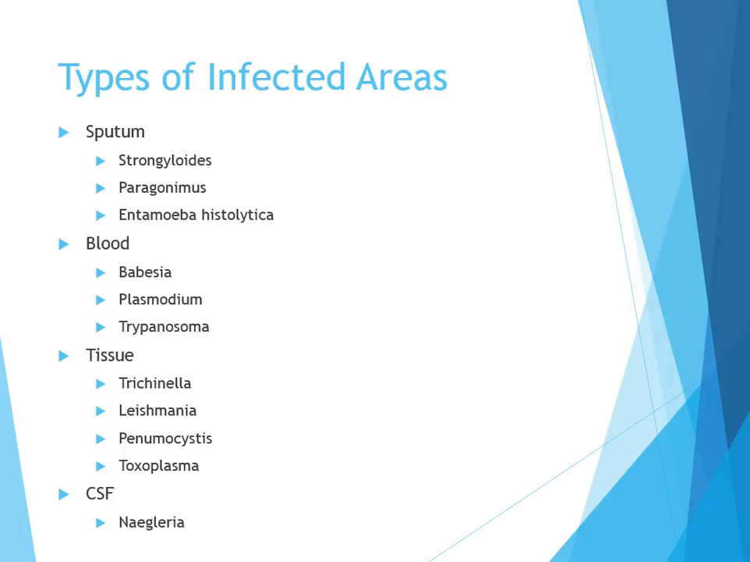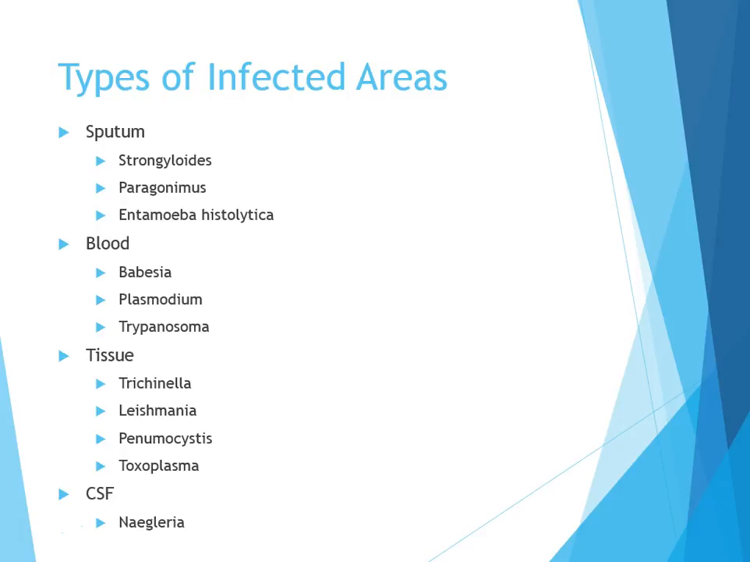Okay. This is another area of where the parasites can be found. You need to know these. In the sputum, Strongyloides, Paragonimus, Entamoeba histolytica. If I just have one name, like Strongyloides, it's the only one that we talk about. But with Entamoeba, there are other Entamoebas, so that's why I have two names there. In the blood, Babesia, Plasmodium, and Trypanosoma. In the tissue, Trichinella, Leishmania, Pneumocystis, and Toxoplasma.